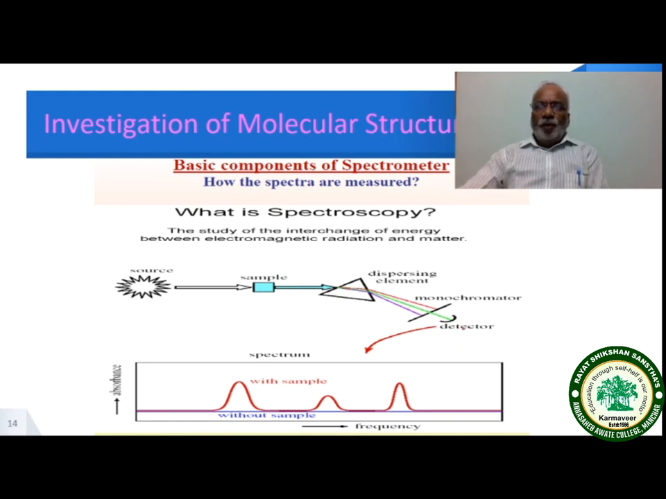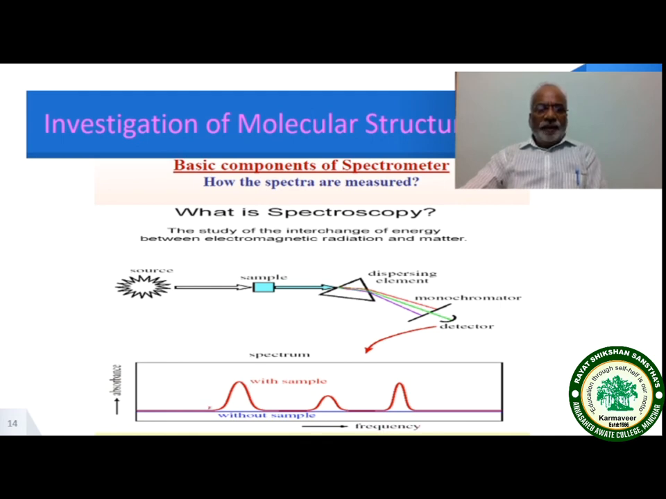This detector is also different in different spectrometers. One may have simple detectors based on the photoelectric effect, or maybe the thermal effect. So different types of very sensitive detectors are used nowadays, which are responsible for measuring the absorbance of the light radiation, which can be plotted here on the y-axis, and frequencies are plotted here on the x-axis.